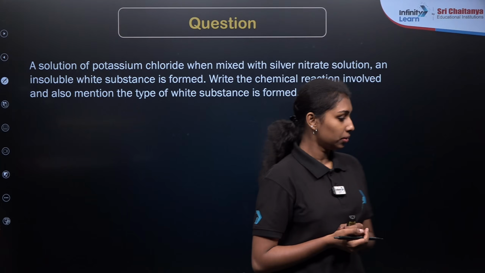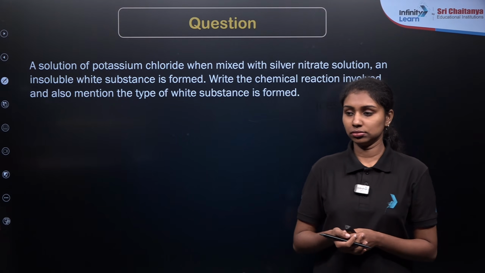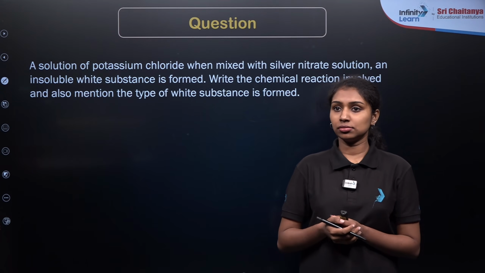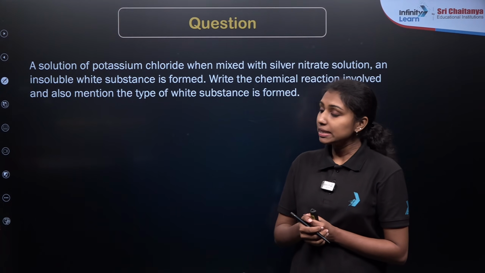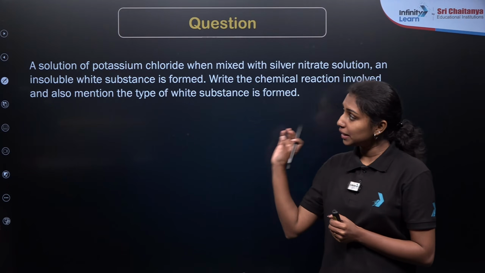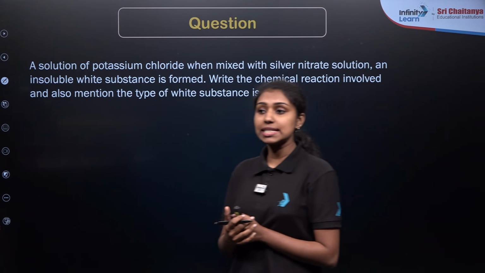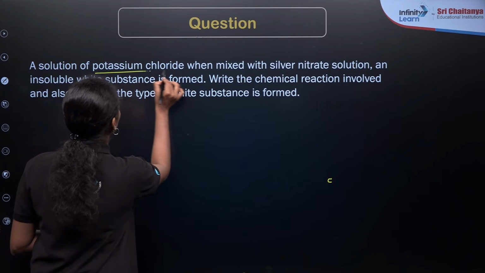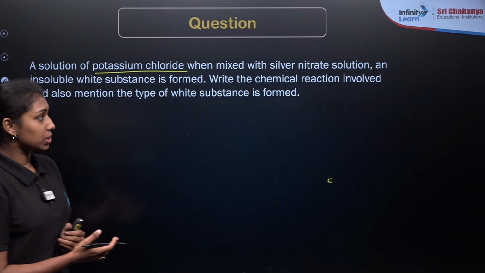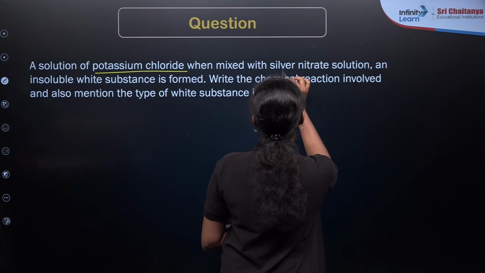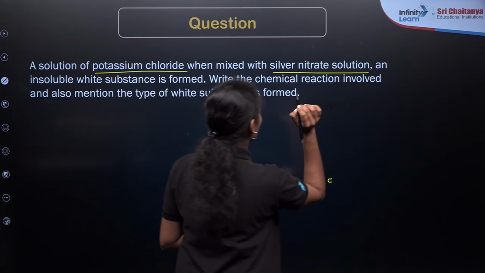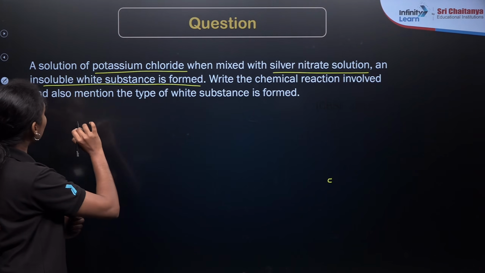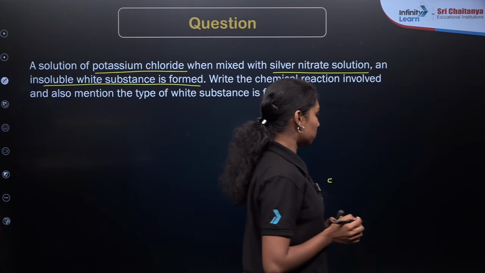So read the question carefully. The question is given in terms of words, right? We need to convert the complete words into the skeletal equation. Then after that we need to balance the chemical equations. So the question is given here: a solution of potassium chloride when mixed with silver nitrate solution, an insoluble white substance is formed. Write the chemical reaction involved and also mention the type of white substance formed.